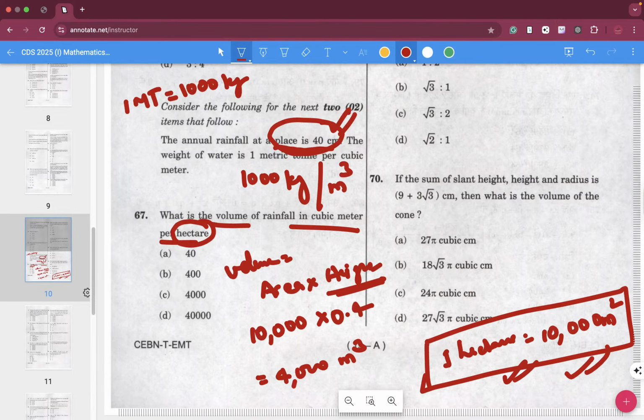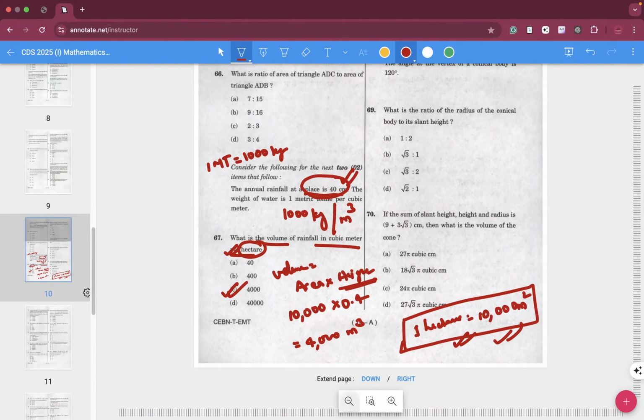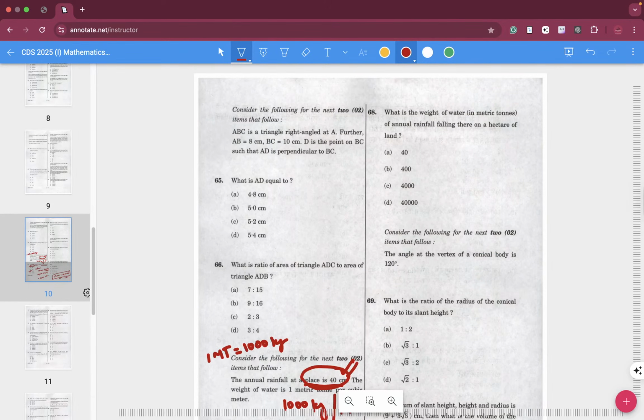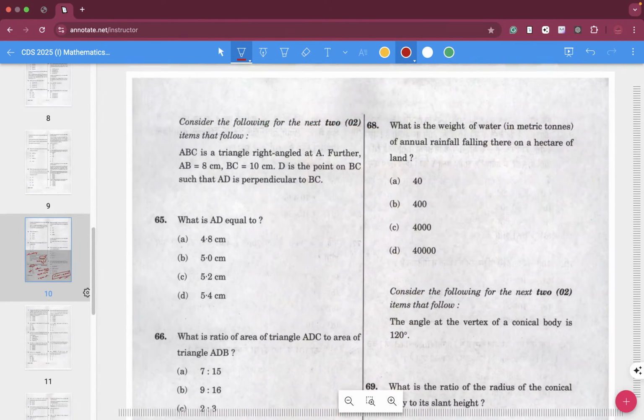What they are asking is the volume of the rainfall in cubic meter per hectare. What is the volume over here? Volume is 4000 meter cube. Okay, 4000 cubic meter. This much rainfall has happened in one given hectare.